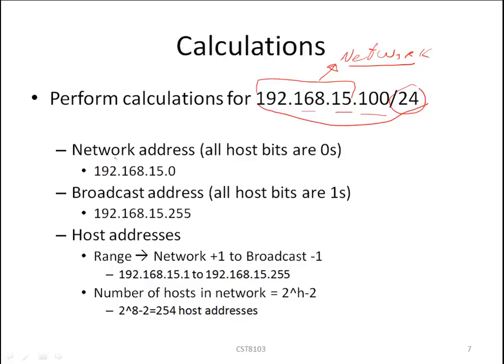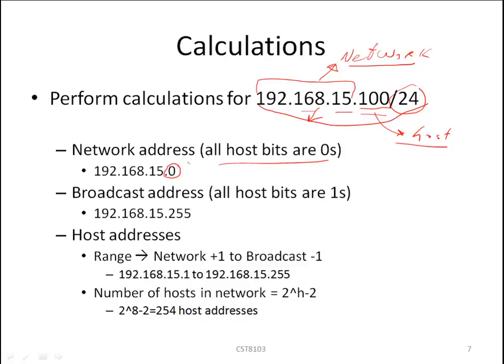So let us calculate the network address. So in the network address, all host bits are zeros. So this is our network portion, and this is our host portion. So if all host bits are zeros, what is the value of an octet with all zeros?